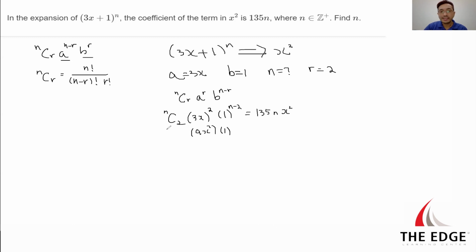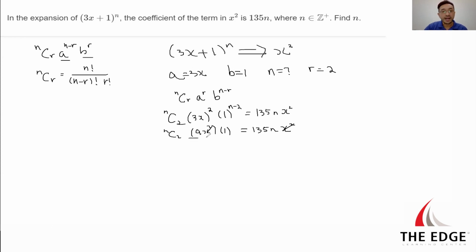We still don't know what nC2 in this case is, so let's just go ahead and write down nC2 for the time being. And on the right-hand side, we still have 135n and then x squared. All right, so we can see in this case, I can cancel the x squared from both sides. So the x squared terms actually don't really play a big role.